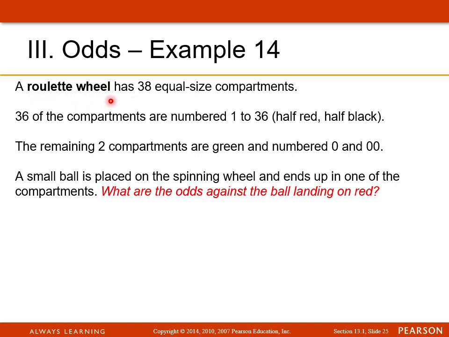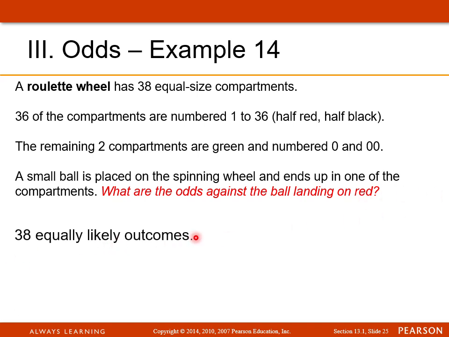Okay, a roulette wheel. So remember, this is a wheel that you spin, and it has the 38 different numbers, usually colored red and black. Okay, and 36 of the compartments are numbered with 1 to 36. The remaining 2 compartments are green and numbered with a 0 and a 00. A small ball is placed on the spinning wheel and ends up in one of the compartments. What are the odds against the ball landing on red? We got to think about all of the ways that you cannot get red.